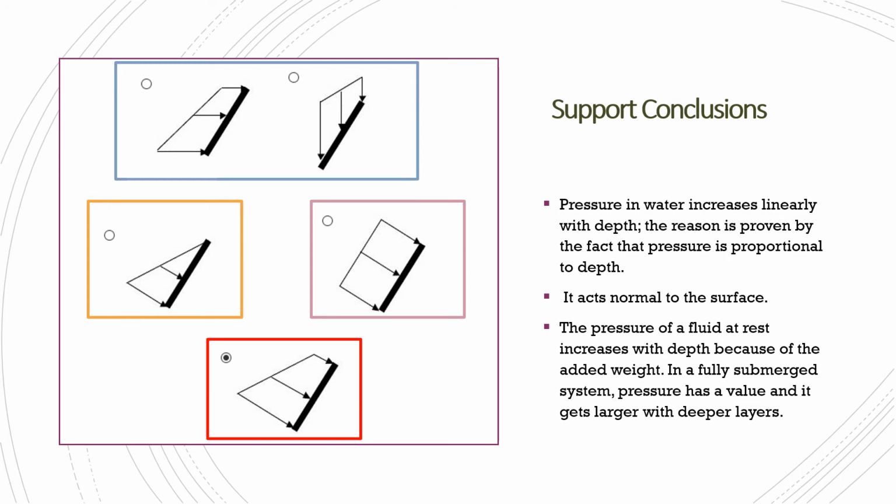So, in conclusion, pressure in water increases linearly with the depth. The reason is proven by the fact that the pressure is proportional to the depth. It acts normal to the surface, and the pressure of the fluid at rest increases with the depth because of the added weight. In a fully submerged system, pressure has a value and it gets larger with deeper layers.